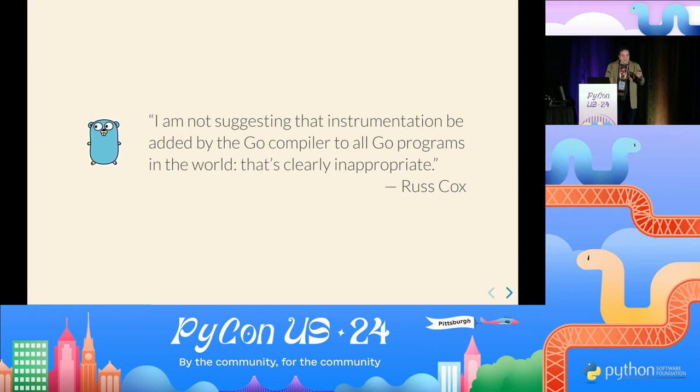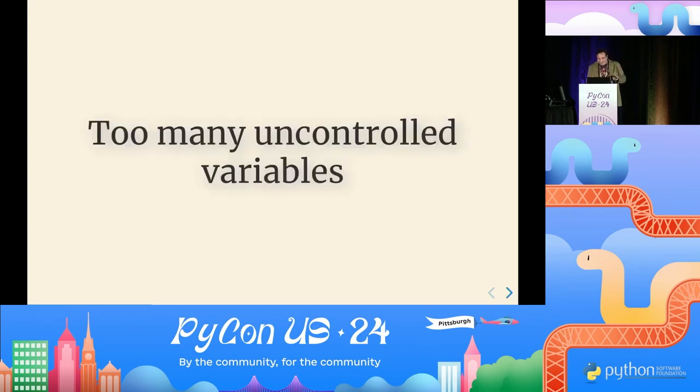So there isn't really any precedent for doing this kind of thing with a programming language. And the main reason is just that there's too many uncontrolled variables. Everybody in this room is doing different things with Python, and their code is changing all the time, and there's sort of no fixed reference point that we could use if we just started doing that.